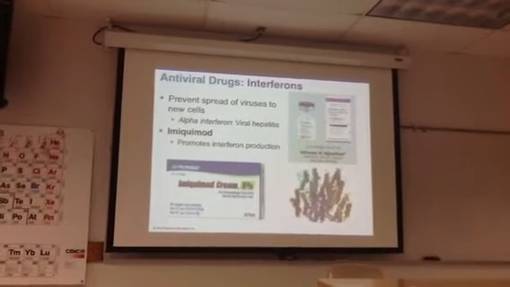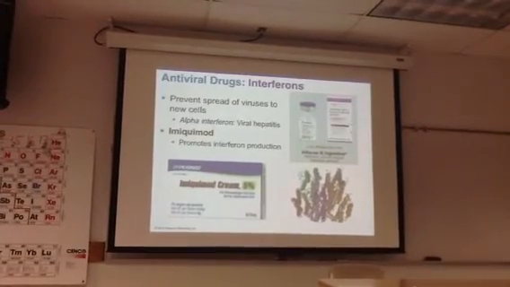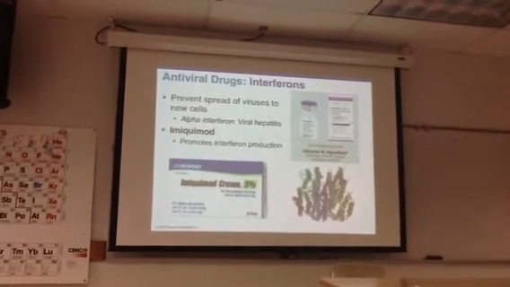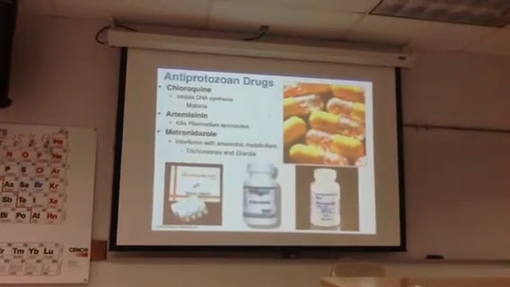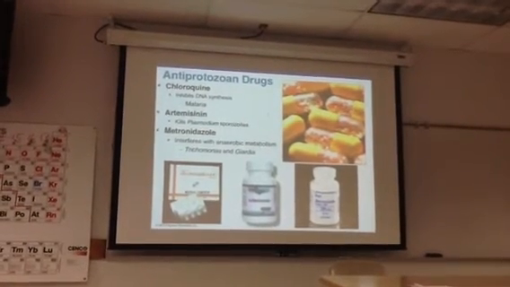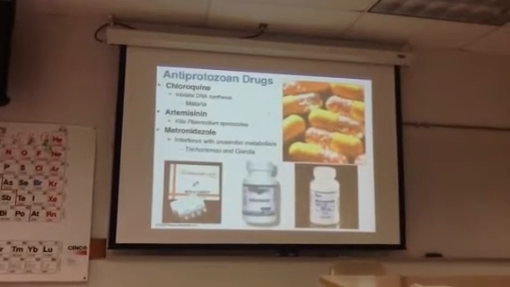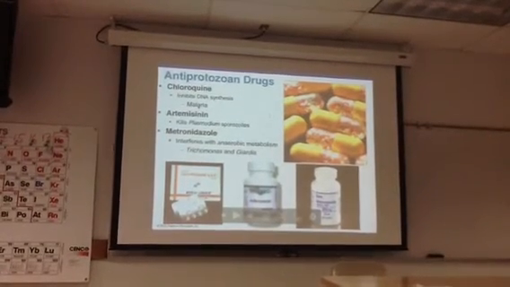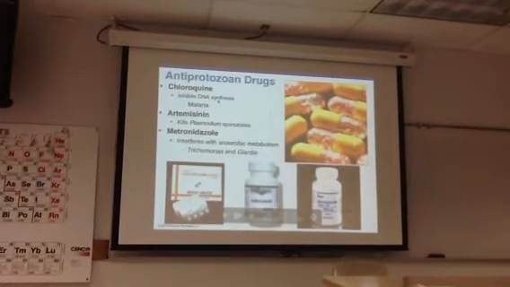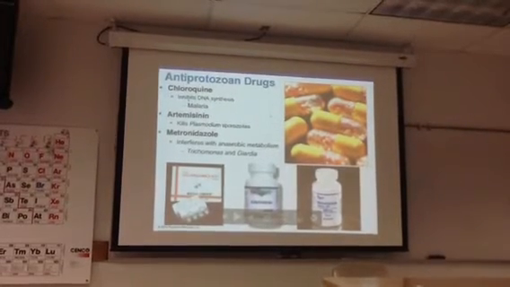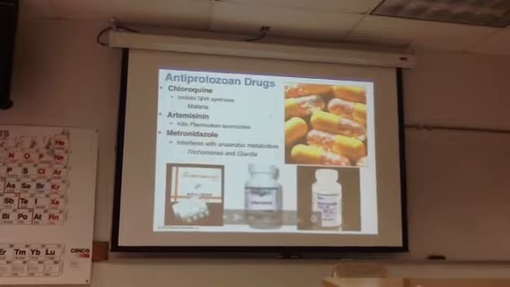So get injected with the interferons or stimulate the production of more interferons. As far as the protozoans go, so if you're at risk for malaria, you can inhibit the DNA synthesis.